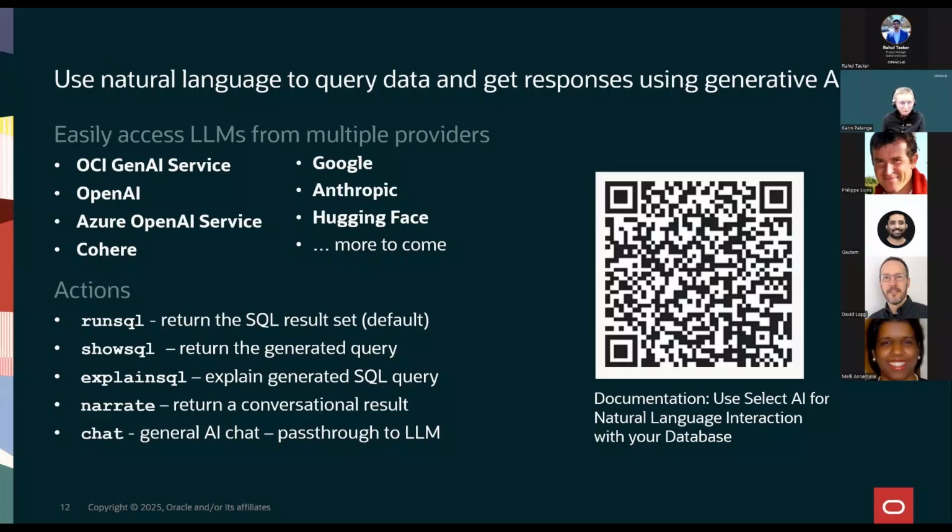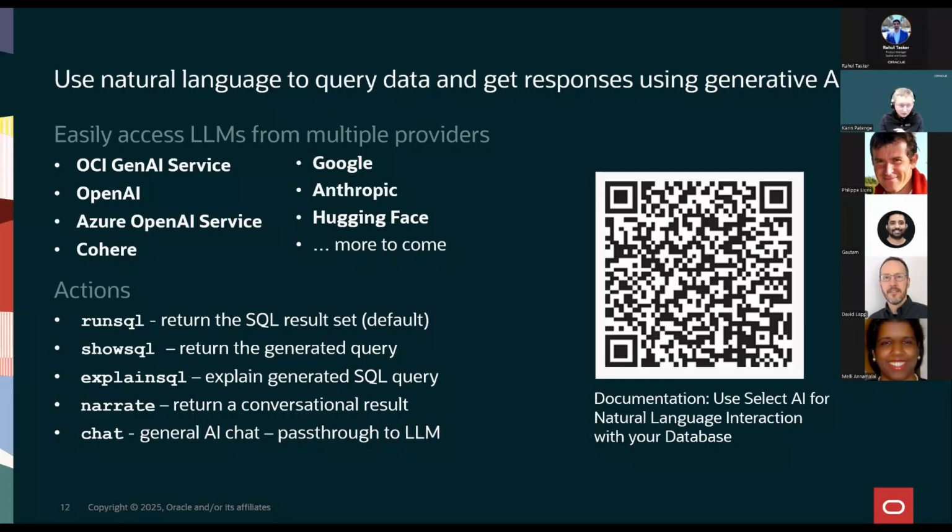So there is this native OCI generative AI service, but we also support OpenAI or Hugging Face or Cohere, so other service providers for AI. The actual things you can do when running Select AI is first creating or generating a SQL query and running the SQL query directly to give you the results based on natural language you provide as a prompt to the Select AI statement. The second action you can do is showing the actual SQL that is generated, and then you can take the SQL, verify it, modify it, and run the query on your own.